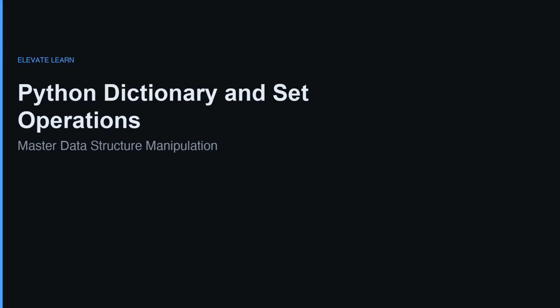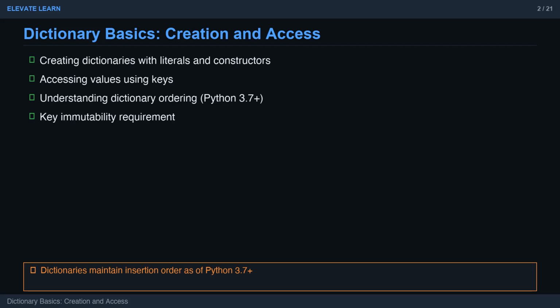Let's dive in. Let's start with dictionary fundamentals. A dictionary is a collection of key-value pairs, where each key maps to a specific value. You can create dictionaries using curly braces with colon-separated pairs, or using the dict constructor. Keys must be immutable, typically strings, numbers, or tuples, while values can be any Python object.